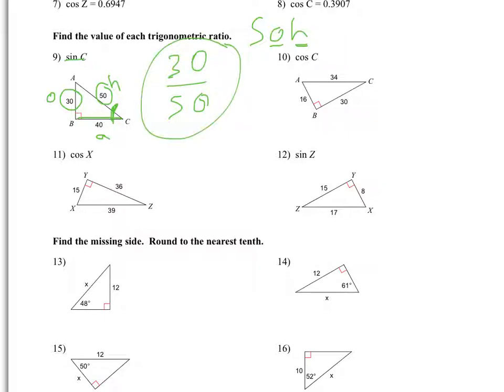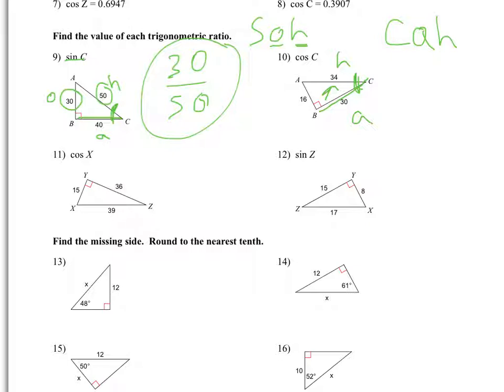Okay, number 10, you're going to find the cosine of angle C, which, remember, the cosine is adjacent over hypotenuse. The adjacent side to angle C would be this side, and of course the hypotenuse is going to be opposite the 90-degree angle.